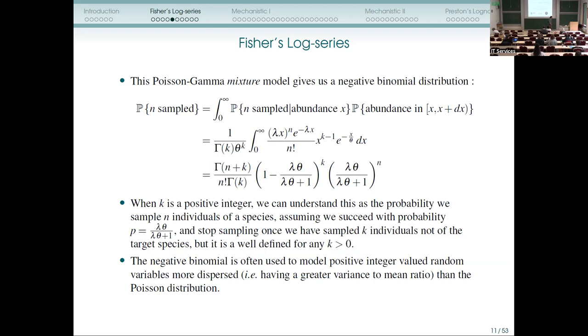And what that kind of means is that Poisson data is very tightly clustered. And when we want our go-to model for data which is more dispersed, so has more variance relative to the mean than the Poisson model, we usually go to the negative binomial model. In fact, as Chris just said, I've been doing a lot of infectious disease modeling in the last few years, and it turns out our go-to model for the number of infections caused by a single person is actually the negative binomial distribution.